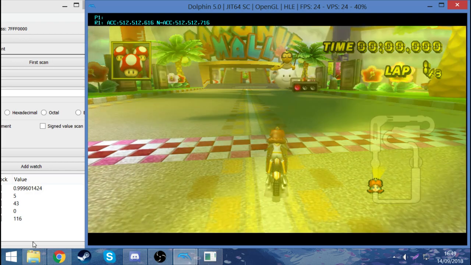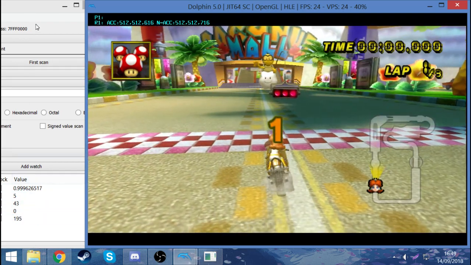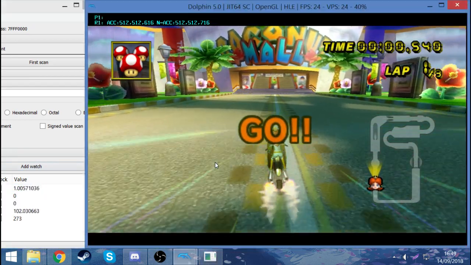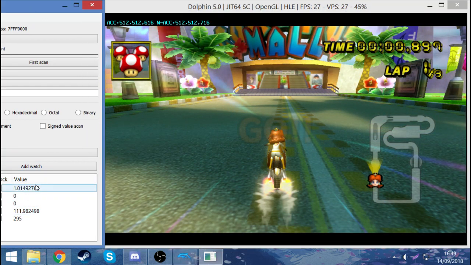So here we have a RAM watch. There are two important things we are going to look at. The two important ones are race completions. To complete a race, you need the final value to be 4. And for each lap, to complete lap 1, you need the value to be 2, for lap 2, you need 3, and for lap 3, you need 4.